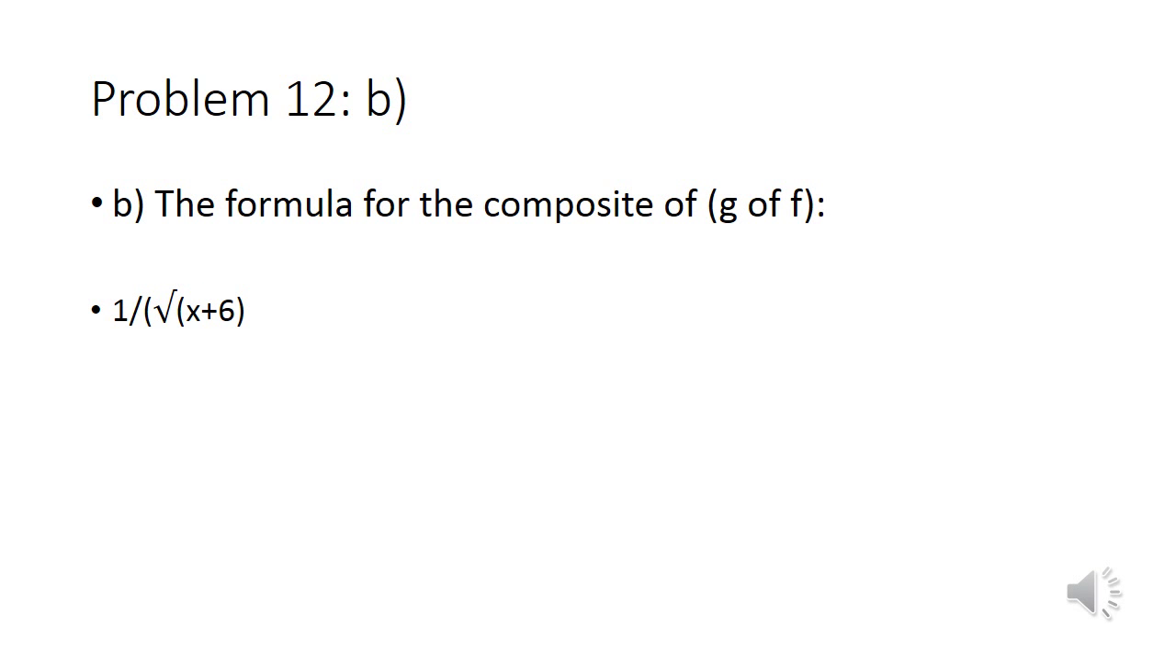Problem 12b. The formula for the composite of g of f is, answer, 1 over square root of x plus 6. And similarly to the previous problem, all you must do is input the value of f of x into the space where x once belonged in g of x. So again, basic principle is this, your answer. Not much work to be shown, just a simple plug-in.